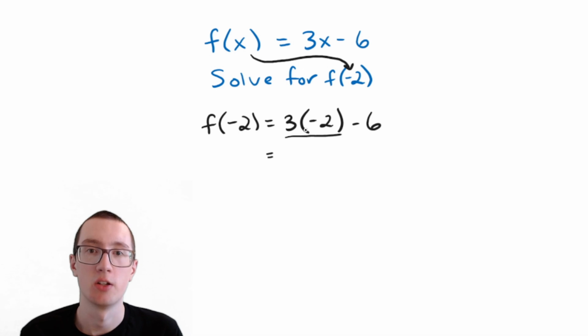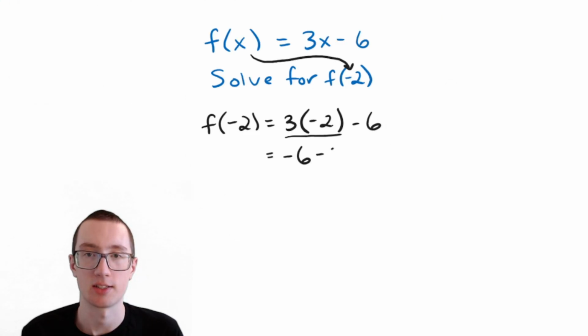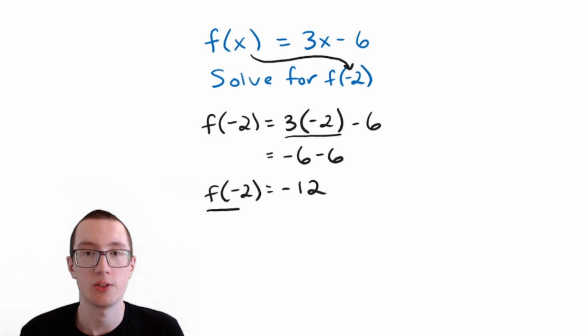We have a multiplication. So 3 times 2 is 6, but we do have one minus sign, so the minus sign has to carry over. And then minus 6 again. And then all that's left is minus 6 minus 6. So we lost $6 and then lost another $6, so we've lost $12. So there you go. Our final answer is f of negative 2 equals minus 12.